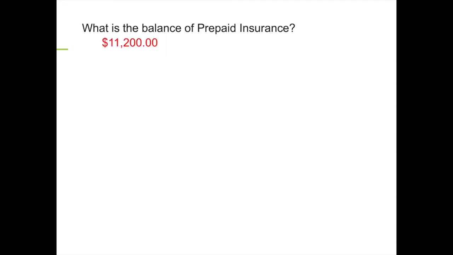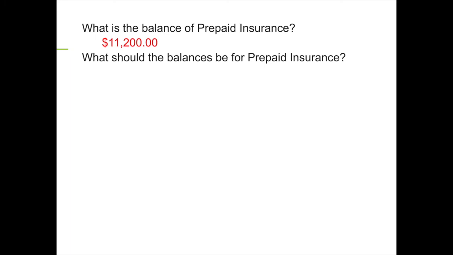On to the third adjustment for this problem, and it is for prepaid insurance. And we're going to do the same thing. What is the balance of prepaid insurance? If you look on page 427 of your working papers, you can see that your balance of prepaid insurance on your unadjusted trial balance is $11,200. What should the balance be? The amount of prepaid insurance that you have that has not expired throughout the fiscal period is $1,600. You can see that it's gone down quite a bit. You used up some of that insurance.